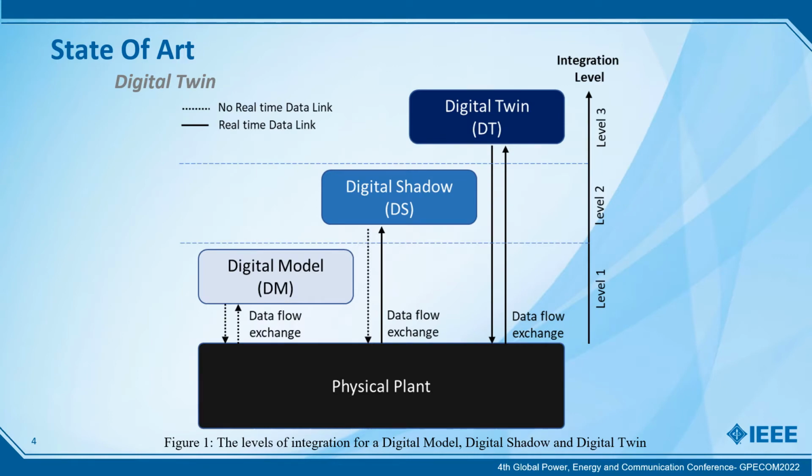The digital twin has several definitions, but it is best described as the seamless integration of data between a physical and virtual system in either way. Figure 1 describes the difference between digital model, digital shadow, and digital twin, and the digitalization levels of integration for each one of them. Thus, there are 3 levels of integration, which are characterized by the data flow exchange between the physical plant and the digital system, regardless of being a digital model, digital shadow, or digital twin.